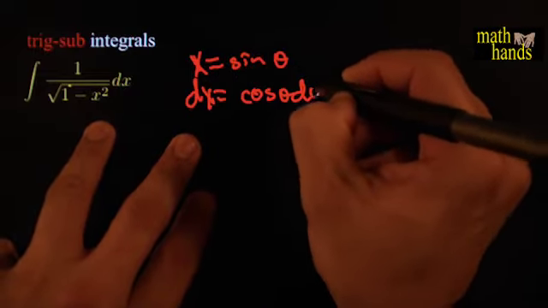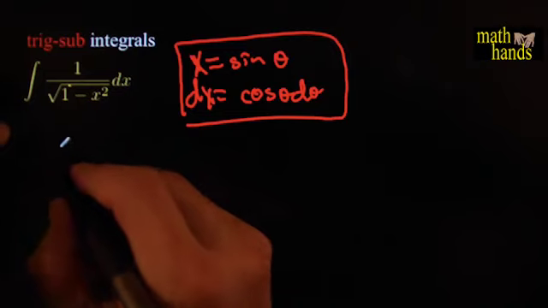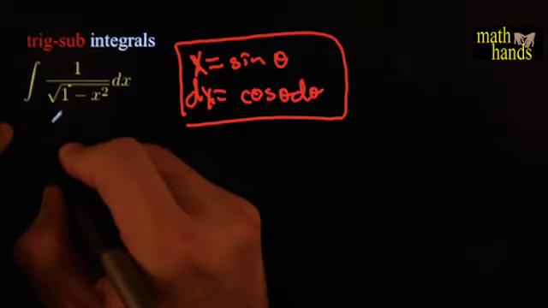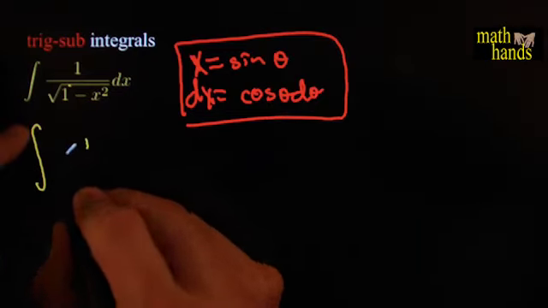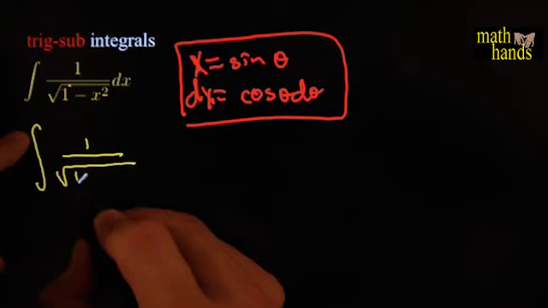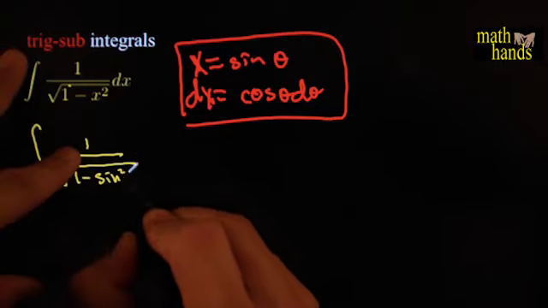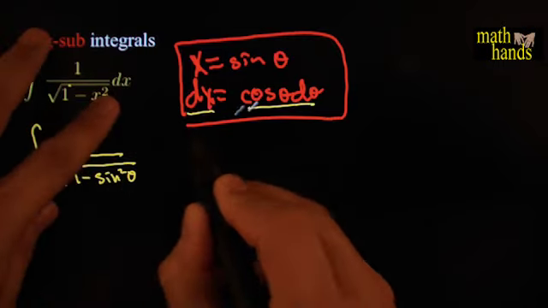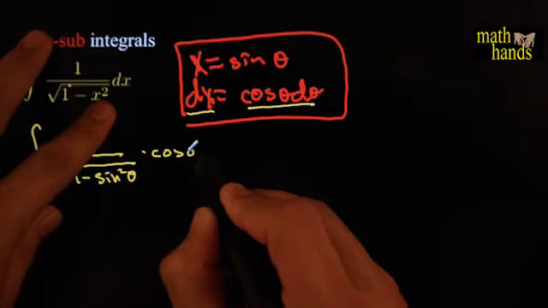Cosine theta d theta. Here's my little dictionary. It's all over now. Watch me. 1 over the square root of 1 minus sine squared theta. dx can be exchanged for that, so I'll do cosine theta d theta.